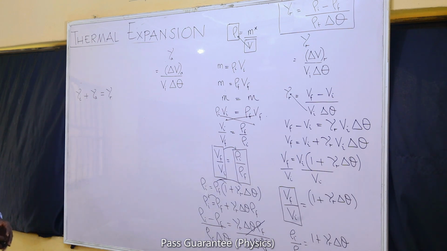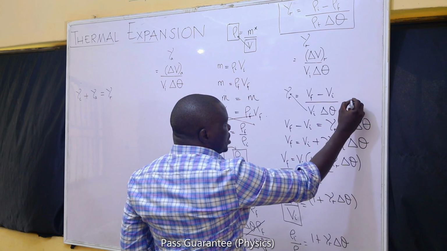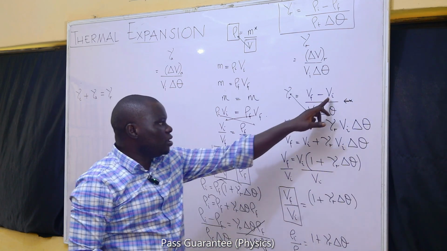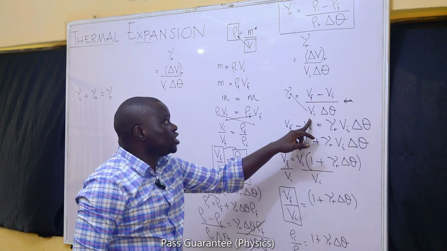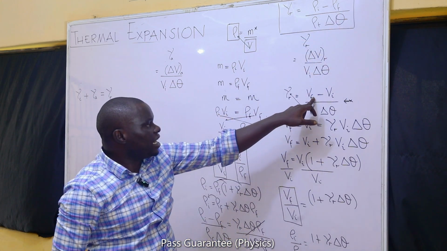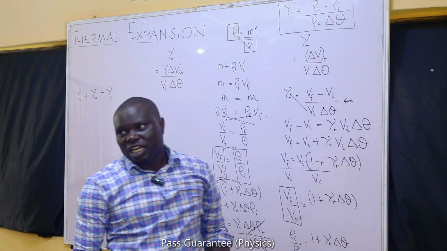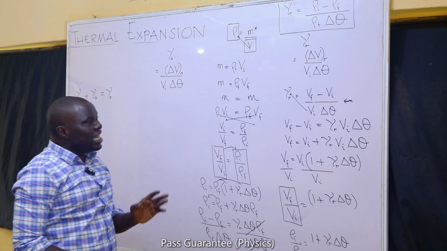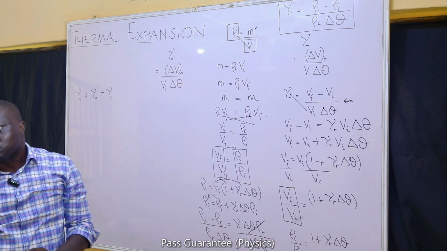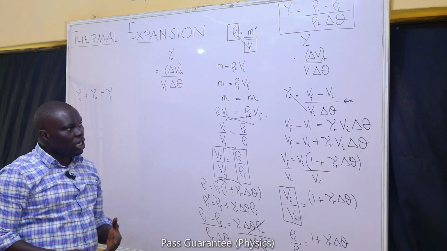I expect you to check this with that of the volume. You will see that everywhere I have used the initial volume, I seem to have replaced it with the final density. And everywhere I've used the final volume, I seem to have replaced it with the initial density. So clearly, density can also be used to determine the real cubic expansivity of a liquid.